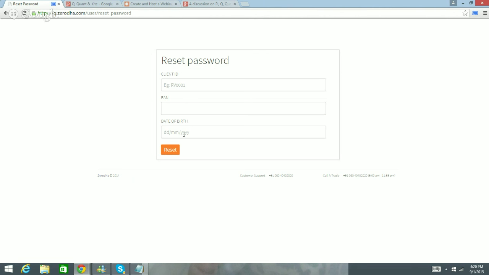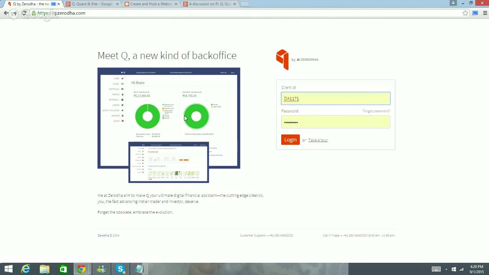The other issue is if the date of birth and PAN is not captured right, the person will not be able to actually reset the password. A lot of people have a different date of birth on the PAN card, and the real date of birth is different. People forget that as well. So in that case, they have to send us an email to reset the password. They have to send an email to support@zerodha.com to reset the password.